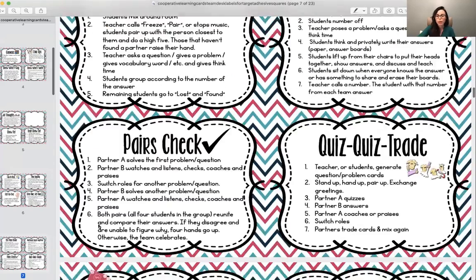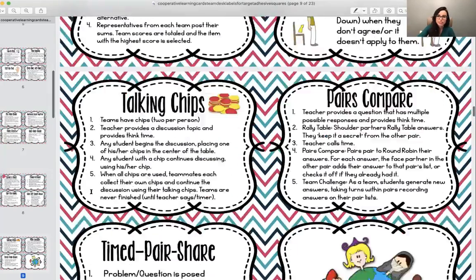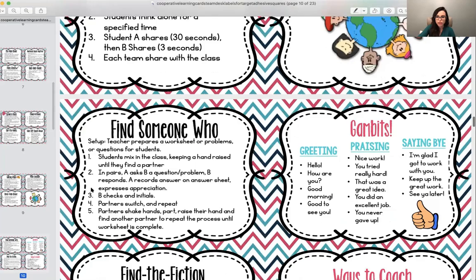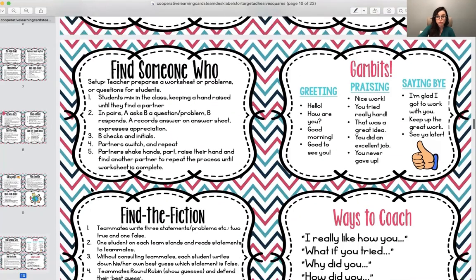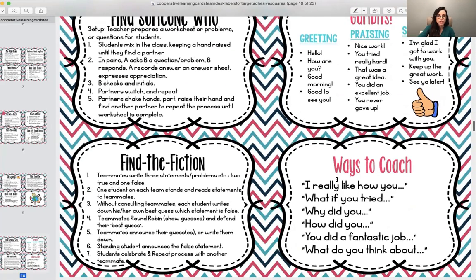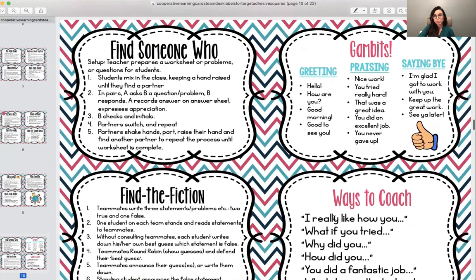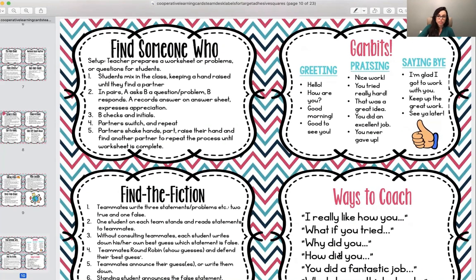There's so many, I mean, we could spend 5 years on this, but that's why I'm just going to give it to you so you can have it as a resource. It gives you even ways to coach. I really like how you did this. What if you tried that? Because sometimes kids don't take feedback very well. So here's some good tips for that.